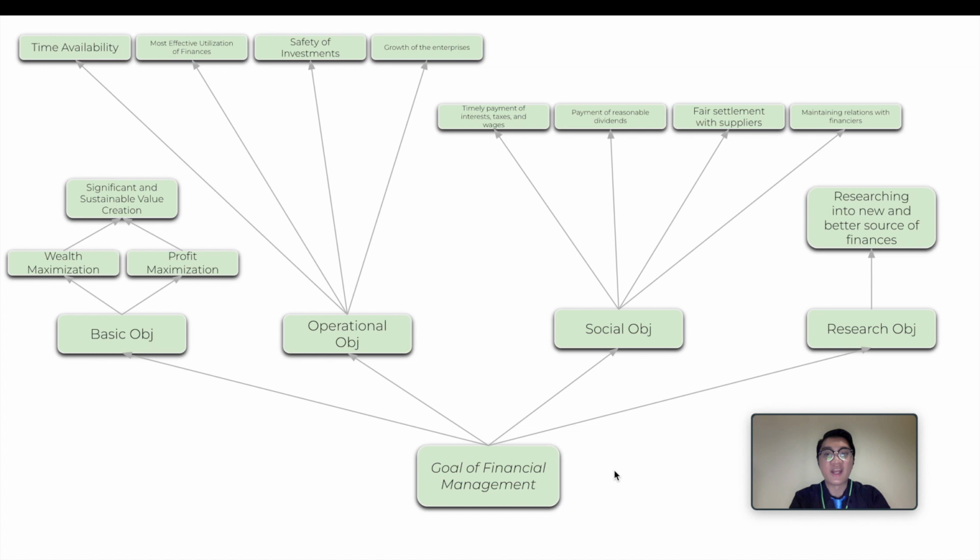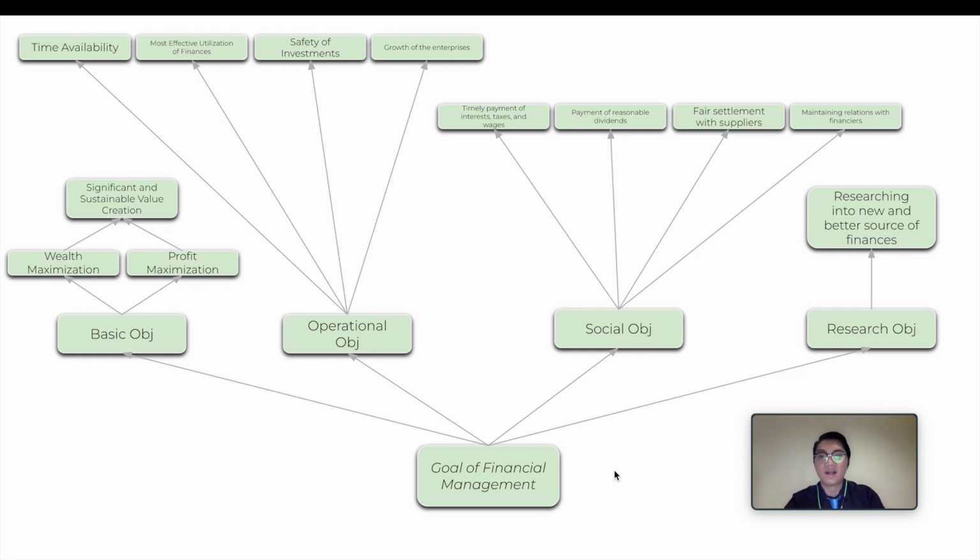For goal of financial management, we have 4 different types of goals. First is about the basic objectives. For the basic objectives, financial management will maximize 2 different things, which are wealth and profit. Wealth maximization and profit maximization. Both wealth maximization and profit maximization will create significant and sustainable value creation.